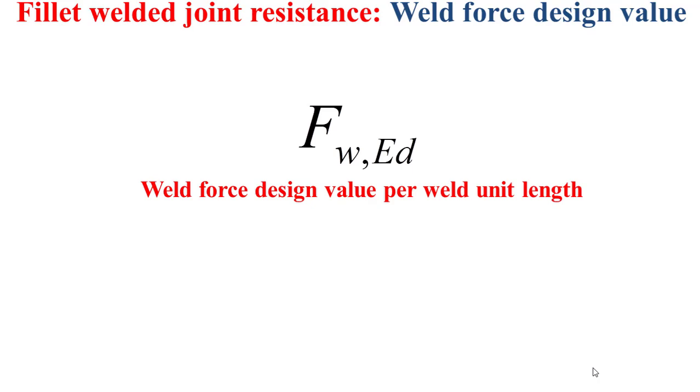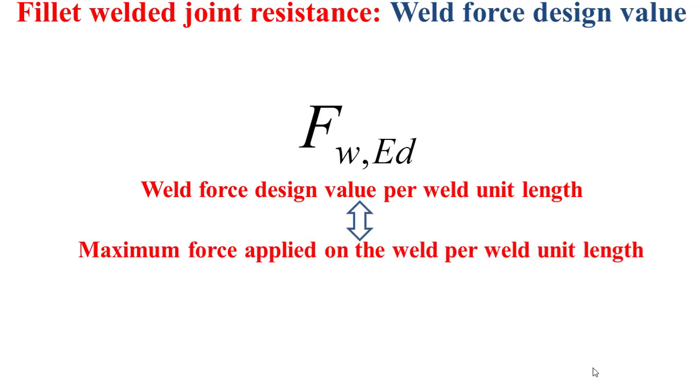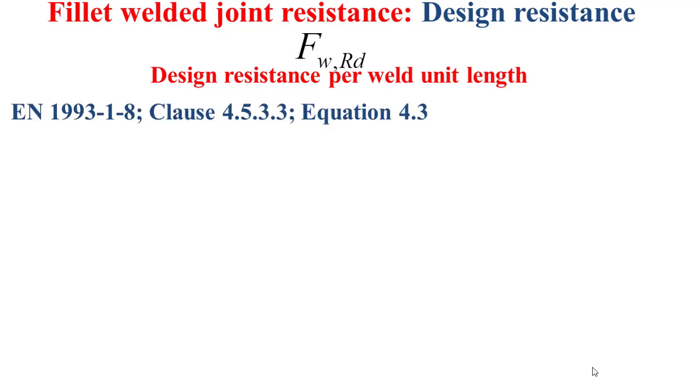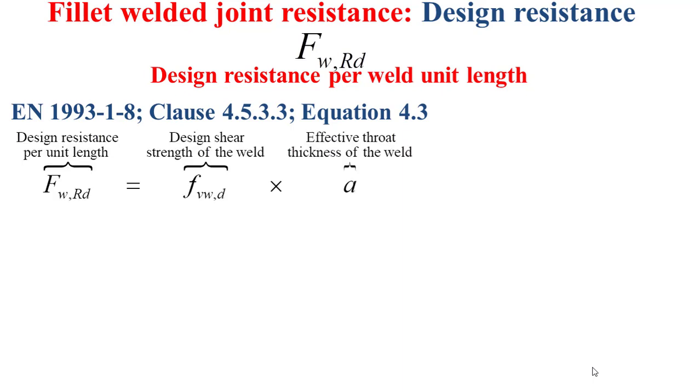So the weld force design value Fw,Ed can be simply seen as the maximum force applied on the weld per weld unit length, while the design resistance per weld unit length Fw,Rd is determined based on the European Standard 1993-1-8 as the design shear strength of the weld fvw,d multiplied by the effective throat thickness of the weld a.